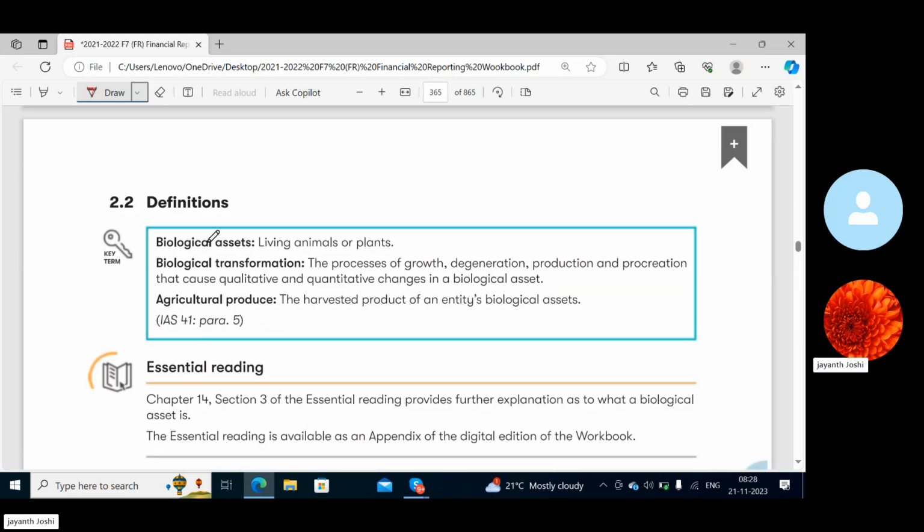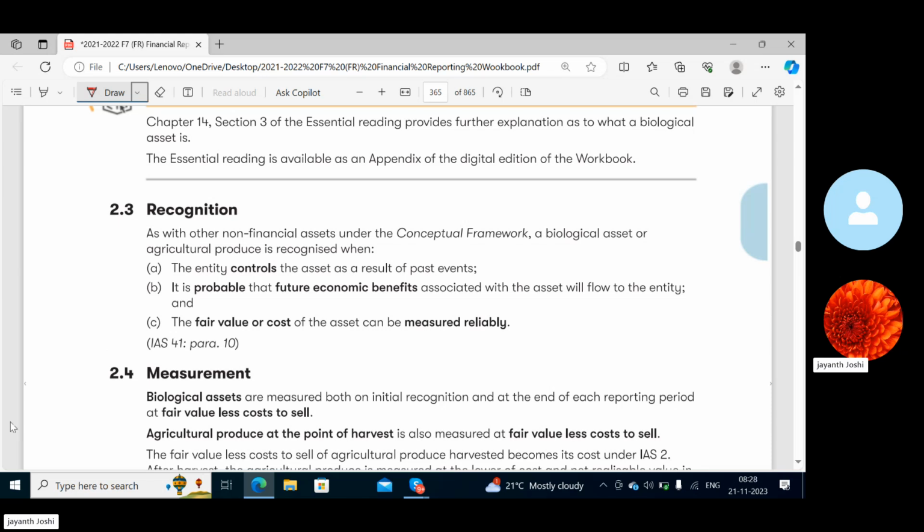Now the definitions. Biological assets: living plants or animals. Biological transformation: growth stage. Agricultural produce: the harvested product of an entity's biological assets. Recognition: as with other non-financial assets under the concepts of the framework, a biological asset or agricultural produce is recognized when the entity controls the asset as a result of past events. Of course, it should give you probable economic benefits, and the fair value or cost of it should be measured reliably. Then only you can recognize it as an asset, right?